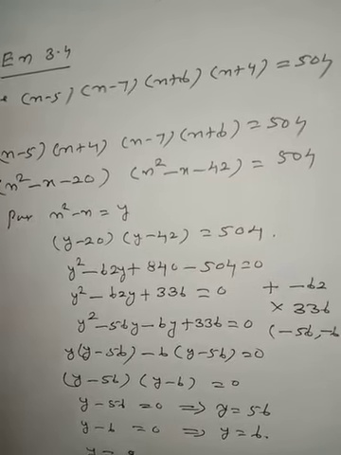So x square minus x minus 6 is equal to 0. Take two numbers, adding minus 1, product minus 6. The numbers are minus 3, 2. So x square minus 3x plus 2x minus 6 is equal to 0.